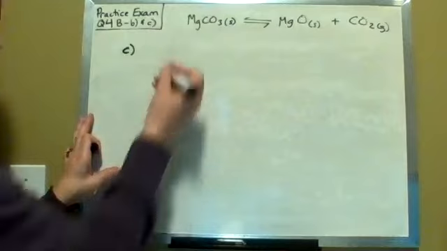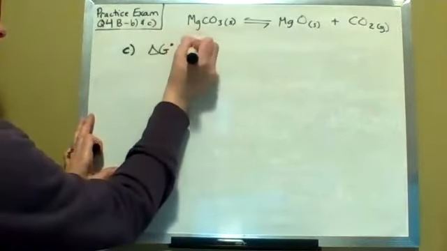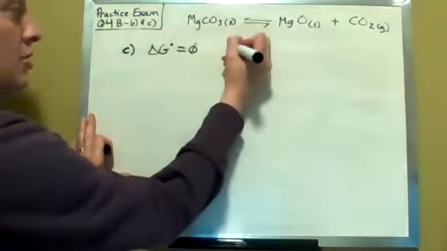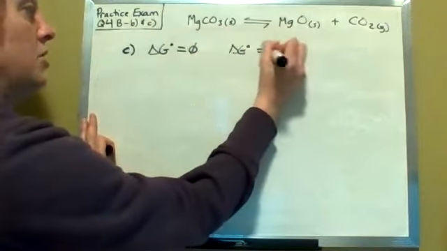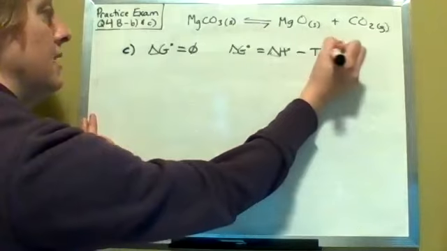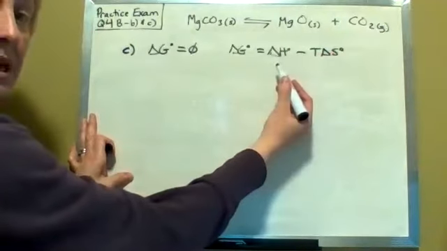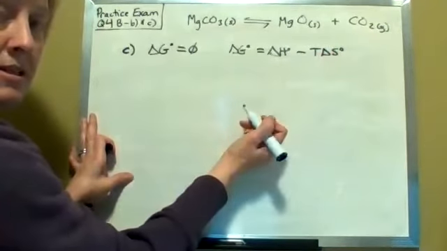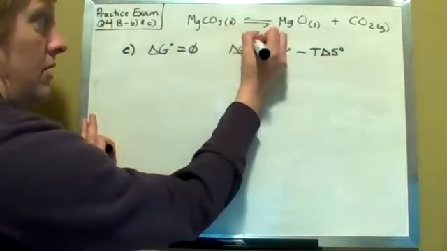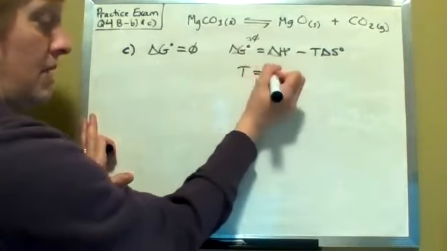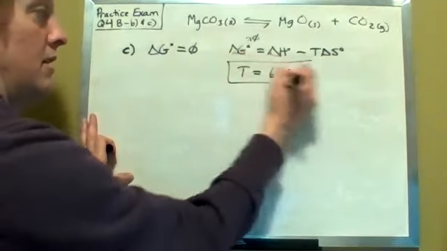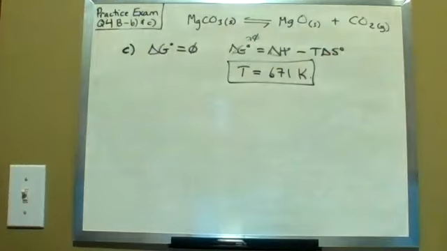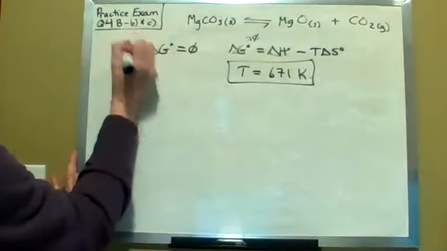So we can find that minimum temperature by setting delta G to 0 and using our equation where we had delta G equals delta H minus T delta S. And in part A, we calculated delta H and delta S. So just by setting that to 0 here and solving for the temperature, we end up with a value of 671 Kelvin. You have to at least be above that temperature in order to have a spontaneous reaction. Oh, sorry, this is B, not C.